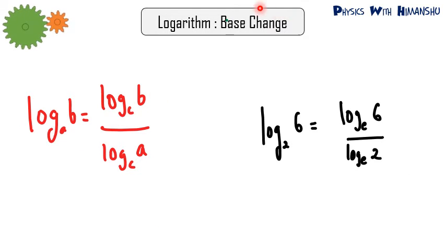Okay, now in logarithm there is one base change formula also. Suppose we have log base a and the value is b. Now if I want to change the base to c, then you have to remember this formula, that log_a b will be equal to log_c b upon log_c a. So now the base is basically c. So if you have to change the base, you can use this formula.